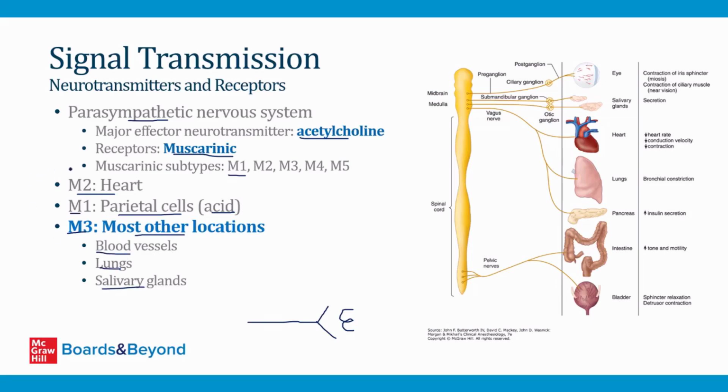So what you always want to remember about the subtypes of muscarinic receptors is summarized right here. M2s are in the heart, M1s are in the stomach. They produce acid. The M4 and M5 subtypes, in case you're wondering, are mostly found in the central nervous system, and they're not that important clinically. It's really the M1, M2, and M3 subtypes that are most clinically relevant.